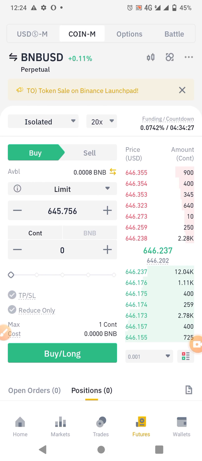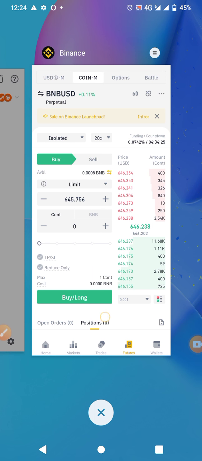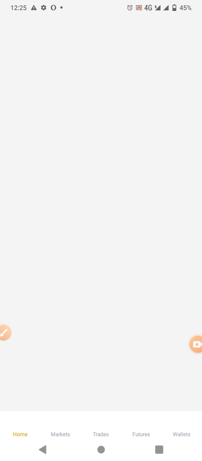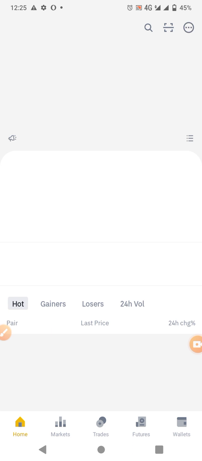So what other thing can I show? The trading is also similar to that of USDM features. Let me click on the one for USDM features. Let me go to my wallet. Sorry, my network is poor.